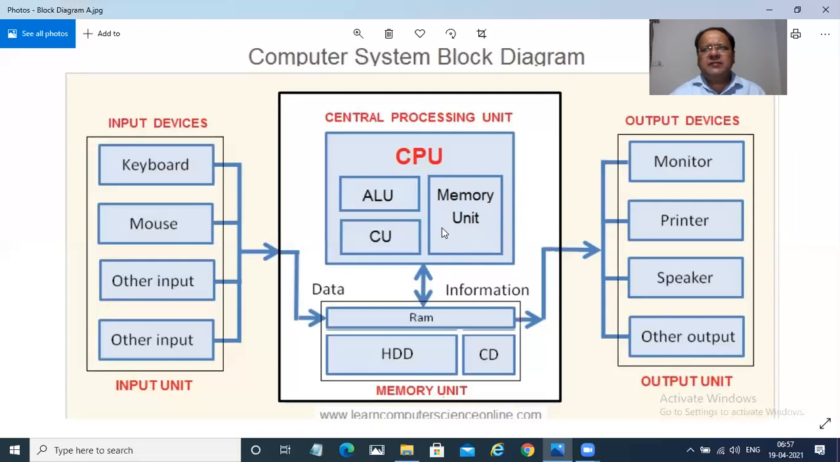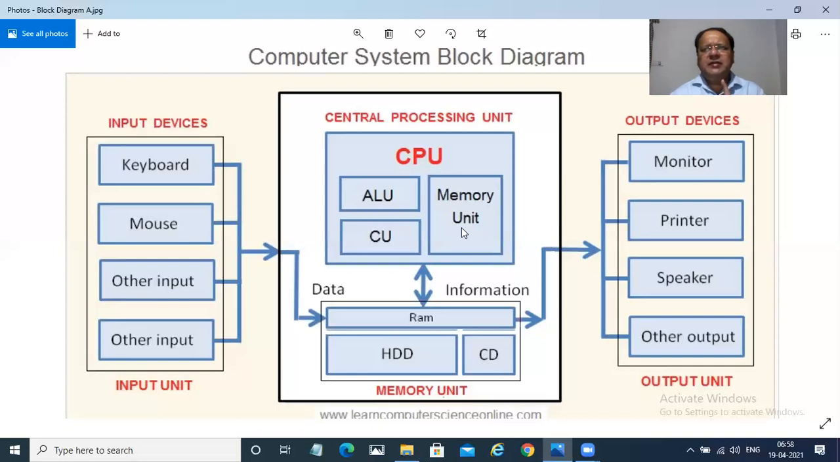You may have heard in the previous classes that the primary memory consists of ROM and RAM. Yes, but when we speak of the memory unit in particular, within the central processing unit, we are only speaking about the ROM memory, read-only memory. And within the read-only memory, we have the BIOS, that is the basic input-output system. This is a small file which, before your operating system is loaded, triggers or activates your computer.